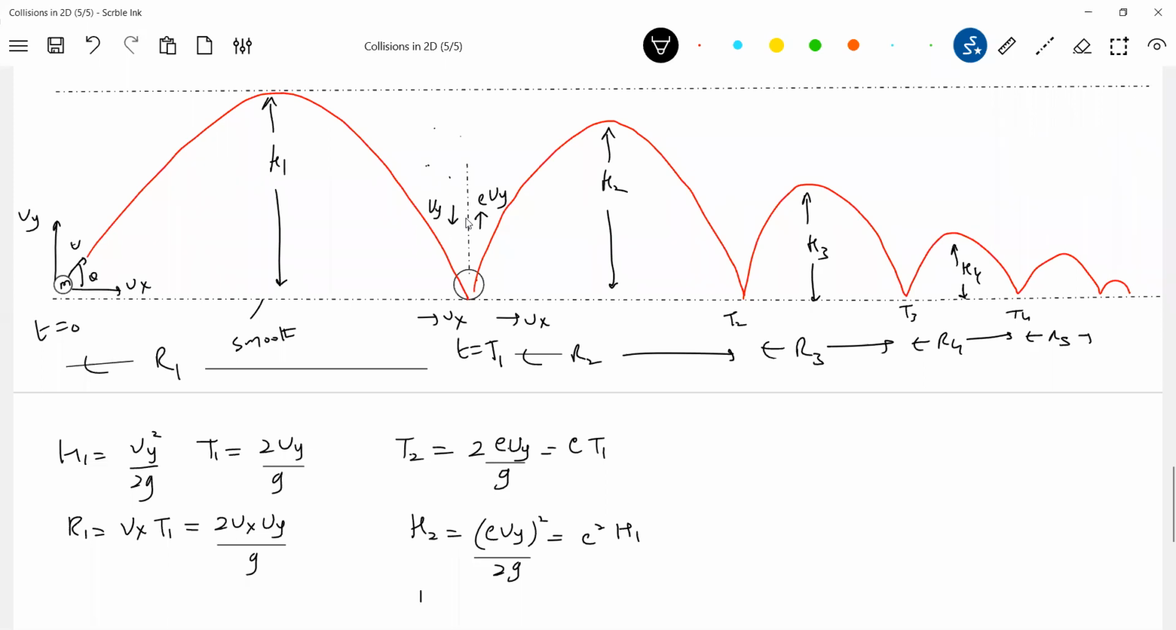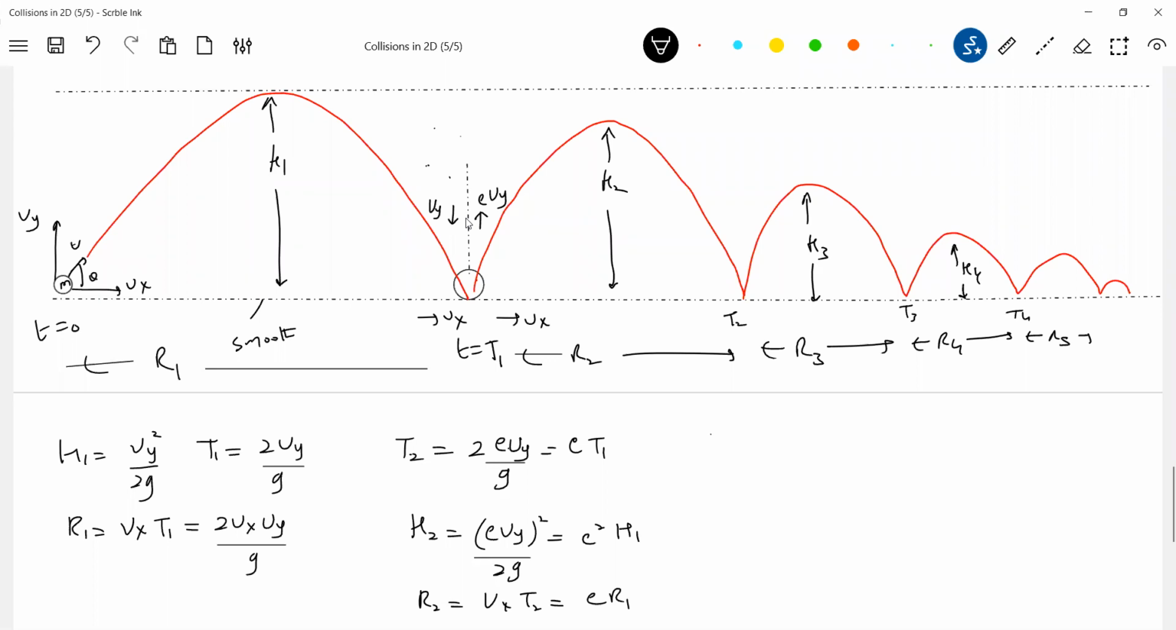Then what will be the range? R2 is equal to Ux into T2, and T2 is eT1, so Ux into T1 times e, which should be equal to e into R1. So the range will decrease, and e will be less than 1. So what do you expect? All these quantities will decrease, no?